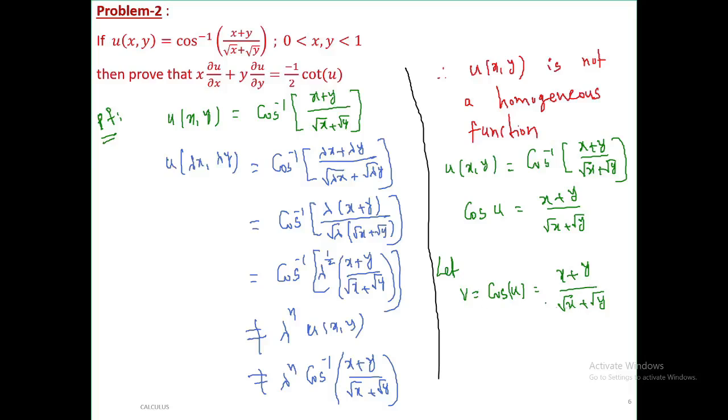Now, u is a function of x and y, so therefore v is also a function of x and y. So v is equal to (x plus y) divided by (root x plus root y), and now verify whether it is a homogeneous function or not. What is v of x comma y? It is (x plus y) divided by (root x plus root y). Is it homogeneous? Yes, by looking at it, you can guess.